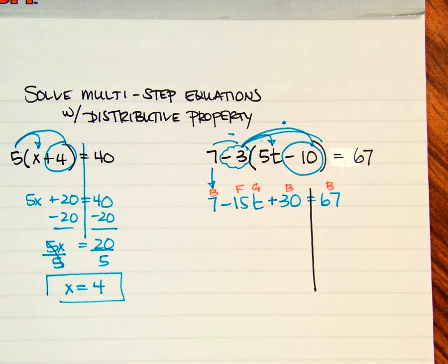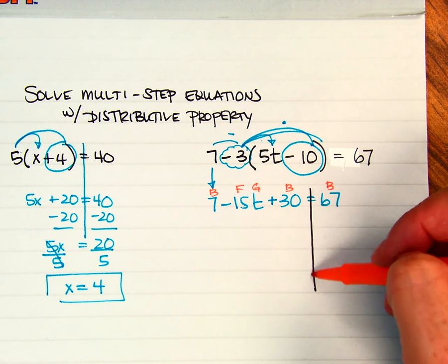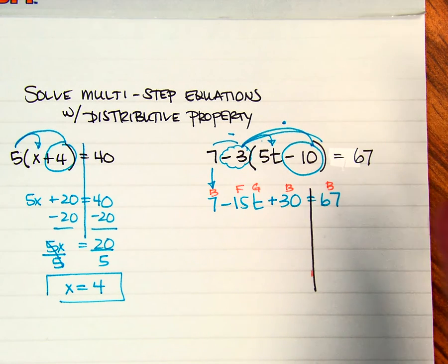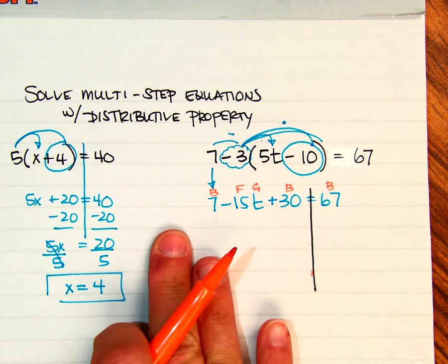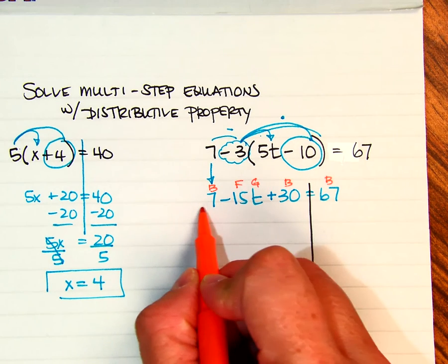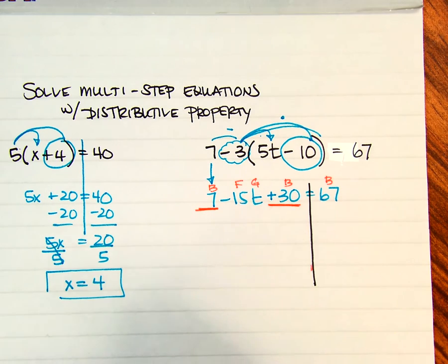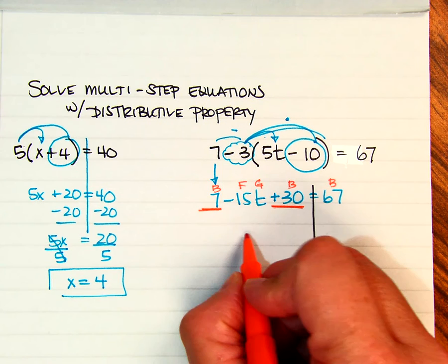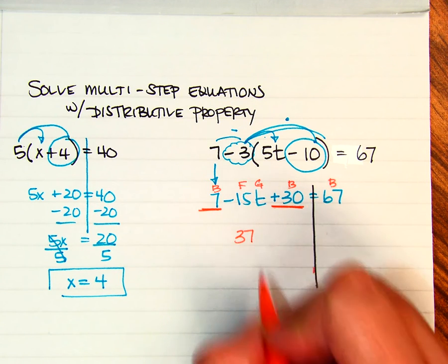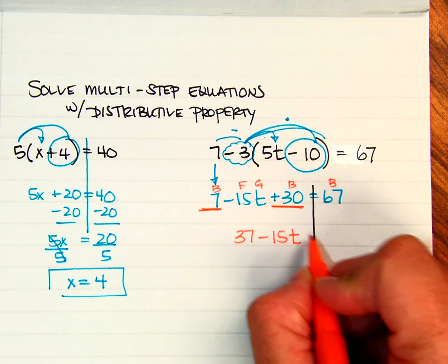It does not matter. What you have to realize is that, think of this as a fence. You have a yard on this side of the fence, and you have a yard on this side of the fence. If I have 7 bad guys, and I add 30 bad guys to it, I end up with 37 bad guys on one side of the fence. Bring down your other numbers.